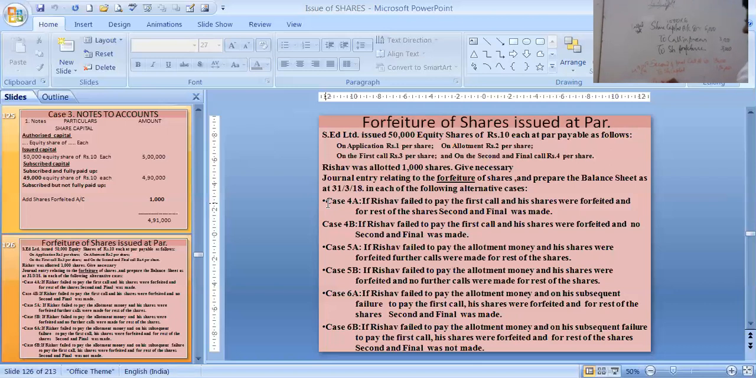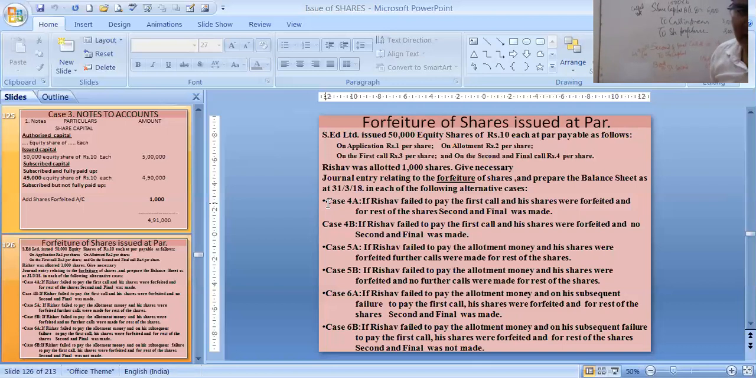So the last entry will be bank to share second and final call, that will also be 1,96,000. Everybody has paid, we will consider, as nothing is mentioned. These two are not asked in the sum, but after this forfeiture entry in case 4A, these two entries will be passed. But mind it, in case 4B, these two entries will not be passed because the company has not made the second and final call. So we are not writing this second entry for case 4B.